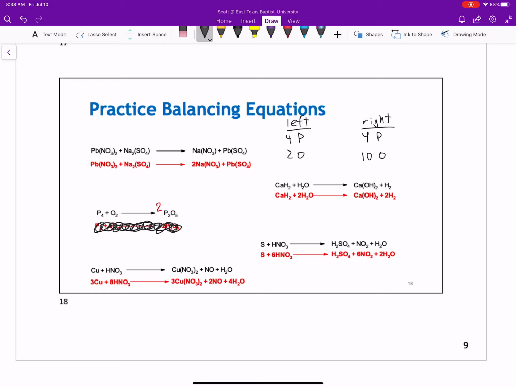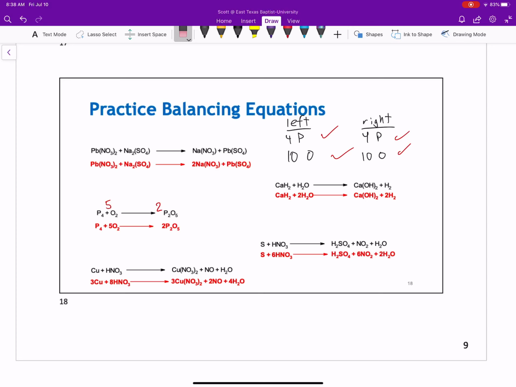Okay. And so now that our phosphoruses are balanced, our oxygens are not. So simply put, we just have to add a coefficient in front of the O2 on the left-hand side to match 10. And so a 5 ought to do. And then we have a balanced equation. So yeah, that's exactly what the answer is.